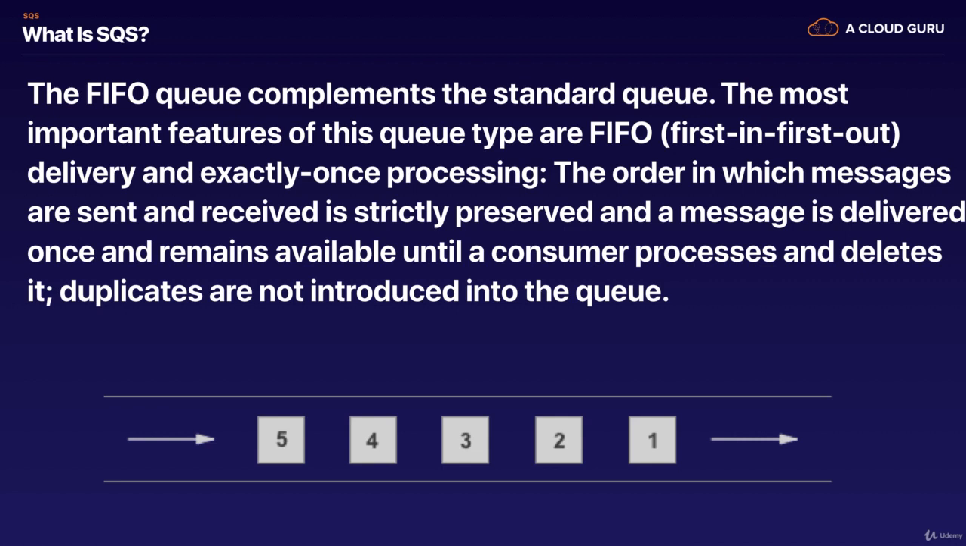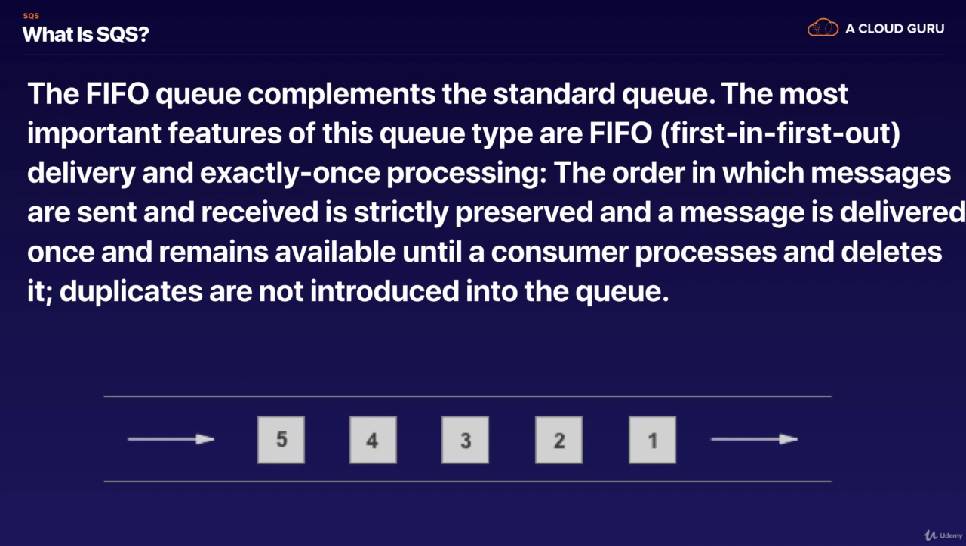So the FIFO queue complements the standard queue. And the most important feature of this queue is that it's first in, first out. So it is definitely ordered, and you'll get exactly one-time processing. The order in which the messages are sent and received is strictly preserved, and a message is delivered once and it remains available until a consumer processes and deletes it. Duplicates are not introduced into the queue.